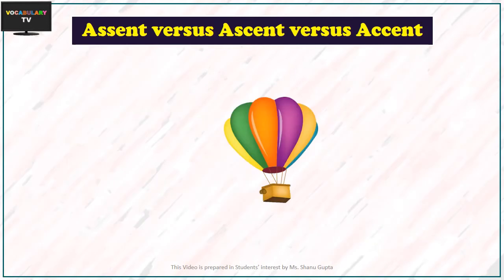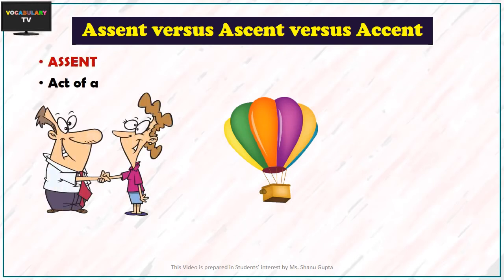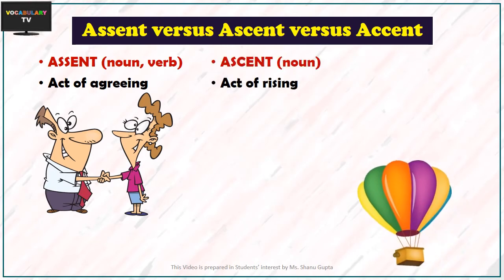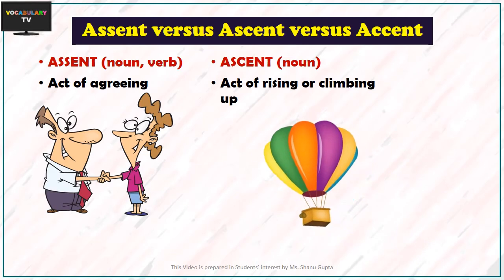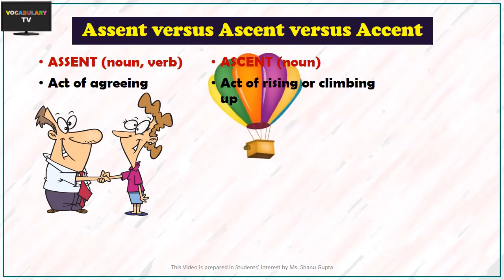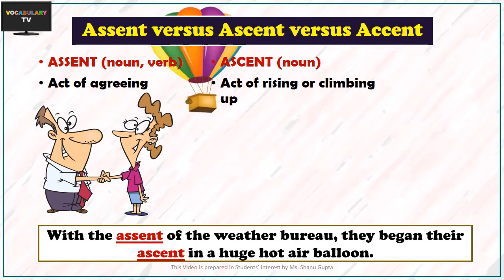Now let's move on to some lighter examples. Let's discuss 3 words which differ from each other by just one letter. Assent with a double S and ascent with an SC could be easily confused. While assent refers to the act of agreeing or approval for something, ascent refers to the act of rising or climbing up through air.